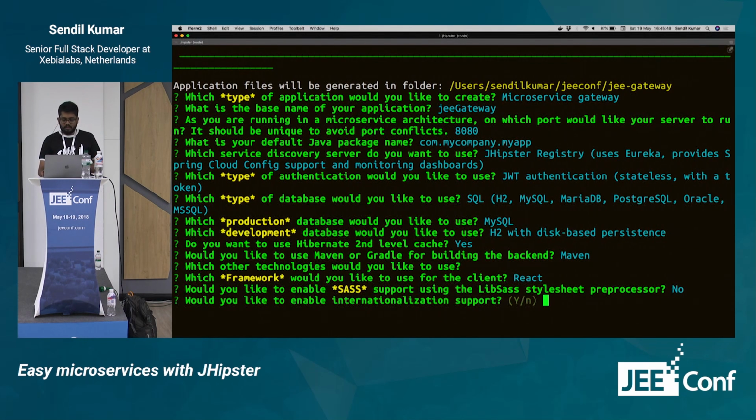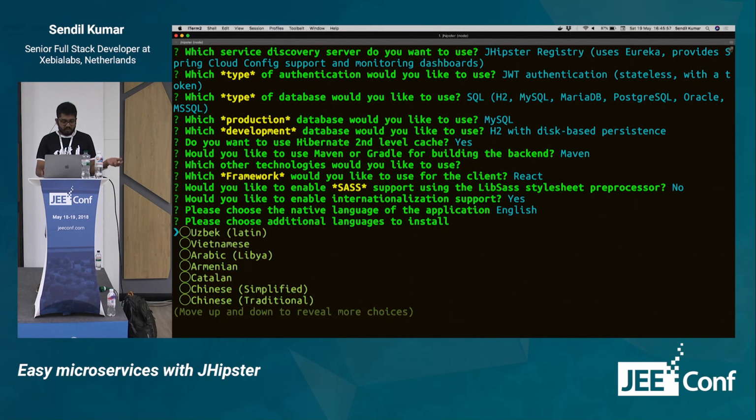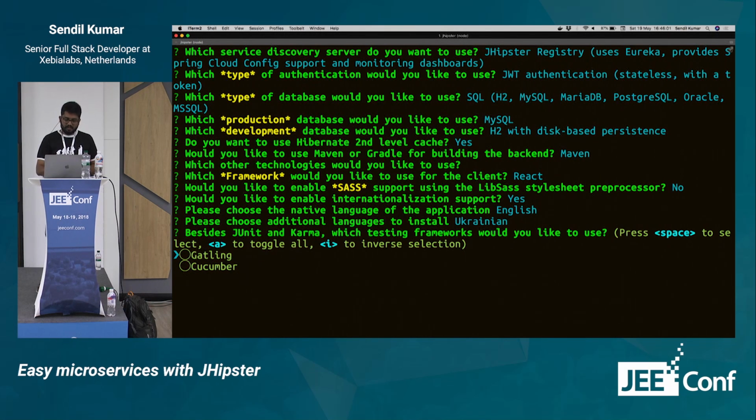Sass support. So I'll just skip this part because most of you are not front-end developers, but it asks a lot of options, like whether you can choose the translations. You can choose a list of languages that are available from here. We do have Ukrainian, so let's go ahead and select it. And we do have other testing framework support here, Gatling and Cucumber.